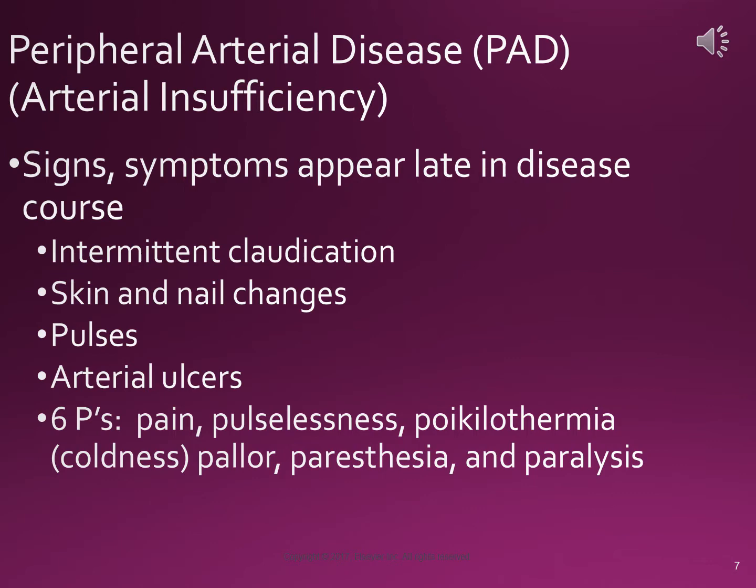And one thing they talk about with arterial disease that you can remember if you like mnemonics is the 6 Ps. So pain, pulselessness, poikilothermia, I can never say that, but that basically means coldness, pallor, paresthesia, and paralysis. Those are the 6 Ps, and if you want a memory aid, that might be able to help you.